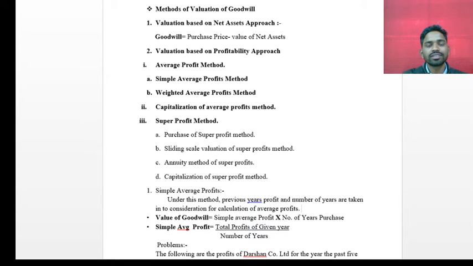Hi students, in the last class we discussed the methods of valuation of goodwill. We saw the weighted simple average profit method as well as the weighted average profit method. So in this session we will now see the capitalization of average profit method.